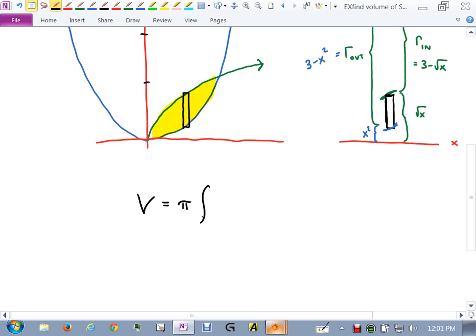pi integral 0 to 1. Outer (3 minus x squared) squared minus inner (3 minus root x) squared dx. Dot, dot, dot. If I say set up but do not evaluate, that's what you would do on the exam.